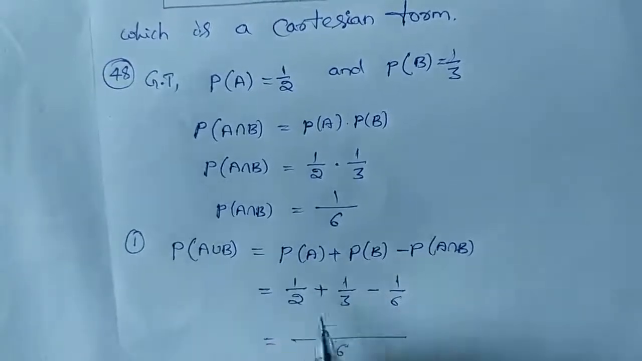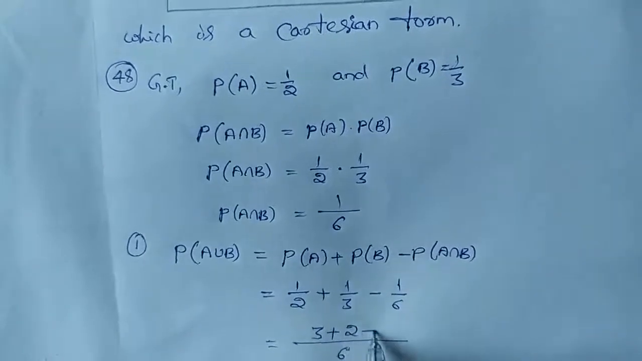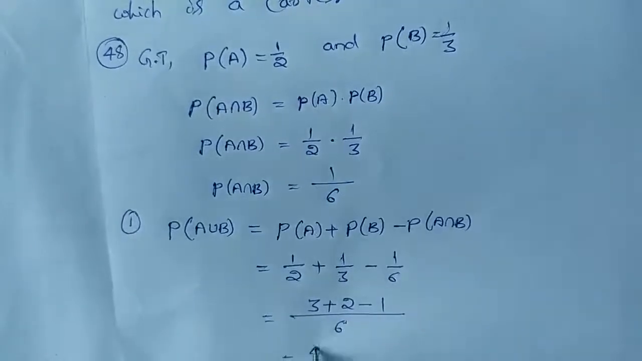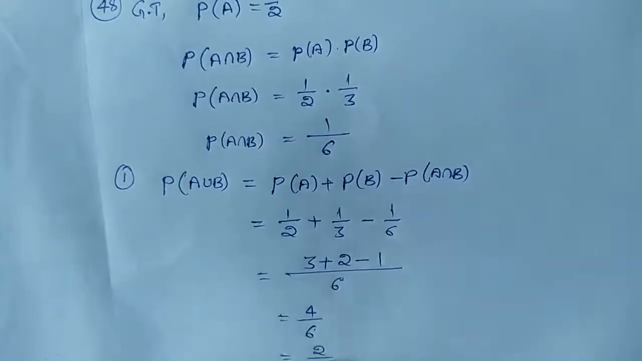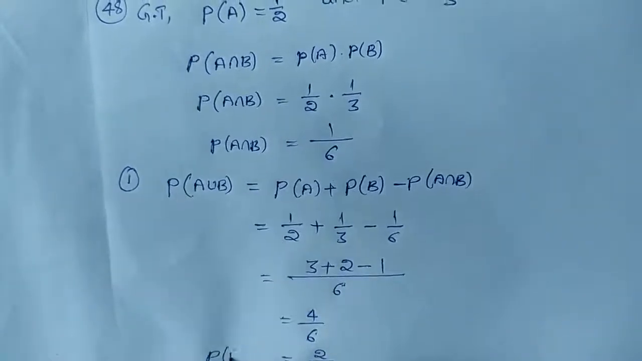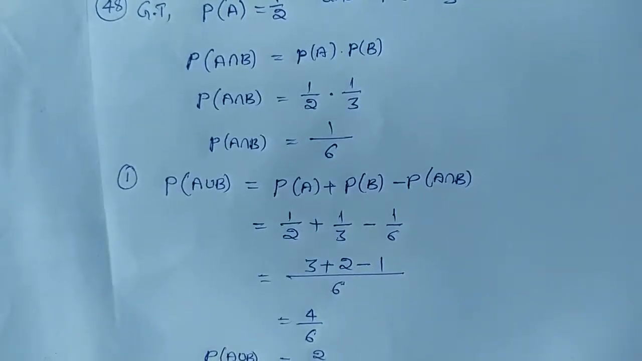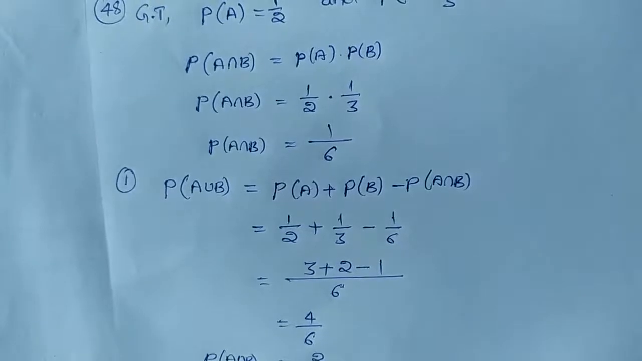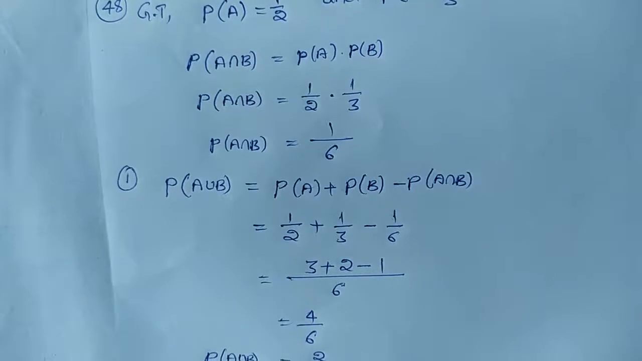1 by 2, into 6 is 3, plus 1 by 3, into 6 is 2, minus 1. 3 plus 2 is 5, 5 minus 1 is 4. So 4 by 6. If we cancel, we will get 2 by 3. The probability of the problem being solved is 2 by 3. Next we will have the second sub question, that exactly one of them solves the problem.